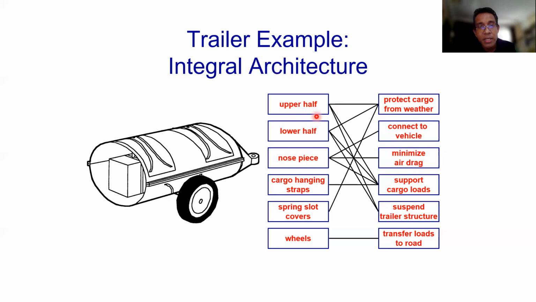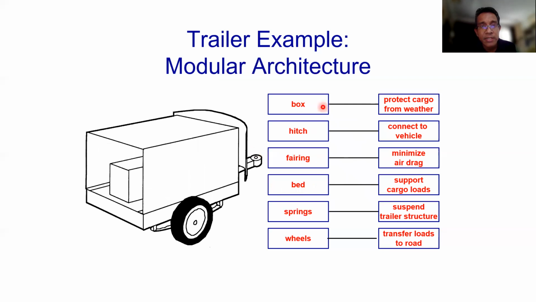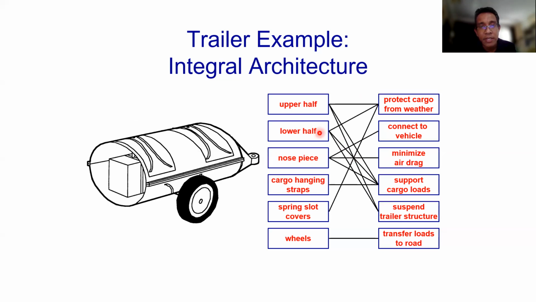So here, for the modular, they have strictly one chunk, one function. And then here, they have different function sharing, and then they make it more stylish, with combined material, more aerodynamic. So that is integral architecture design.